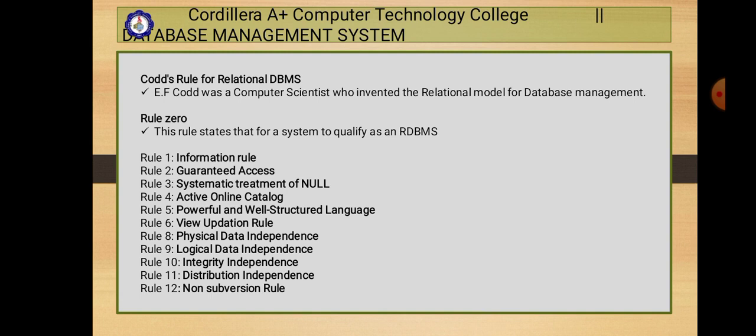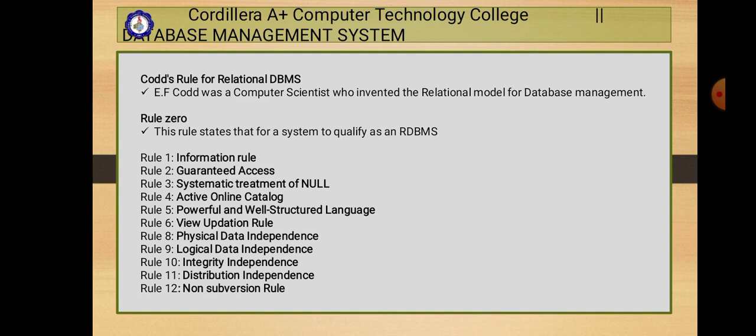And we have rule number 6, the view updation rule. So when we say view updation rule, lahat ng view that is theoretically updatable should be updatable by the system as well. So pag may mga update or na-update kayo, dapat is updatable din doon sa system. Okay? So yan. Next is the relational level operation.